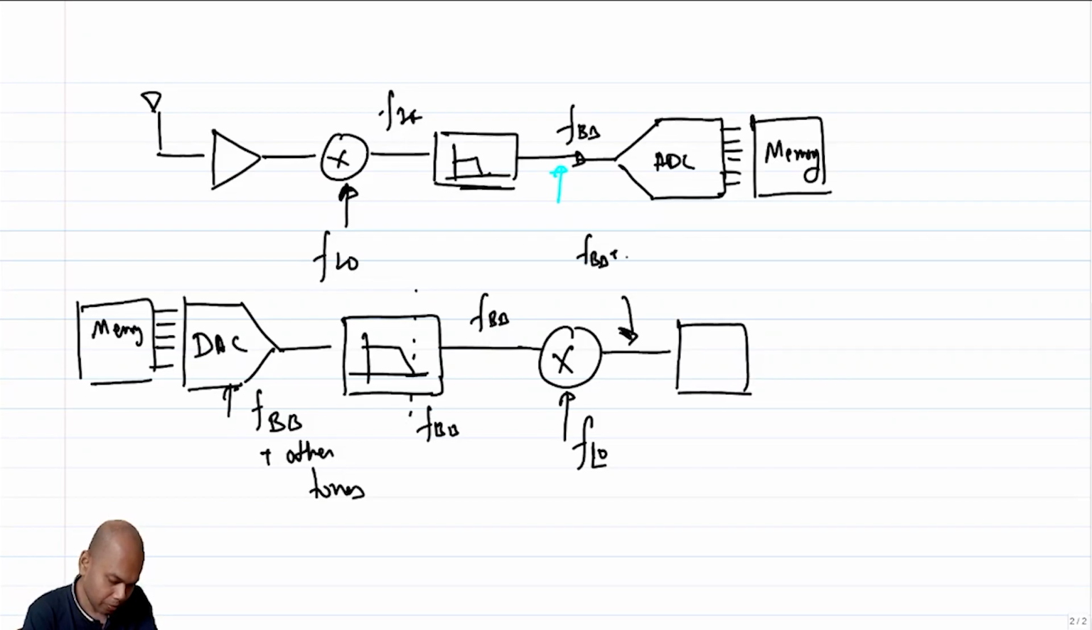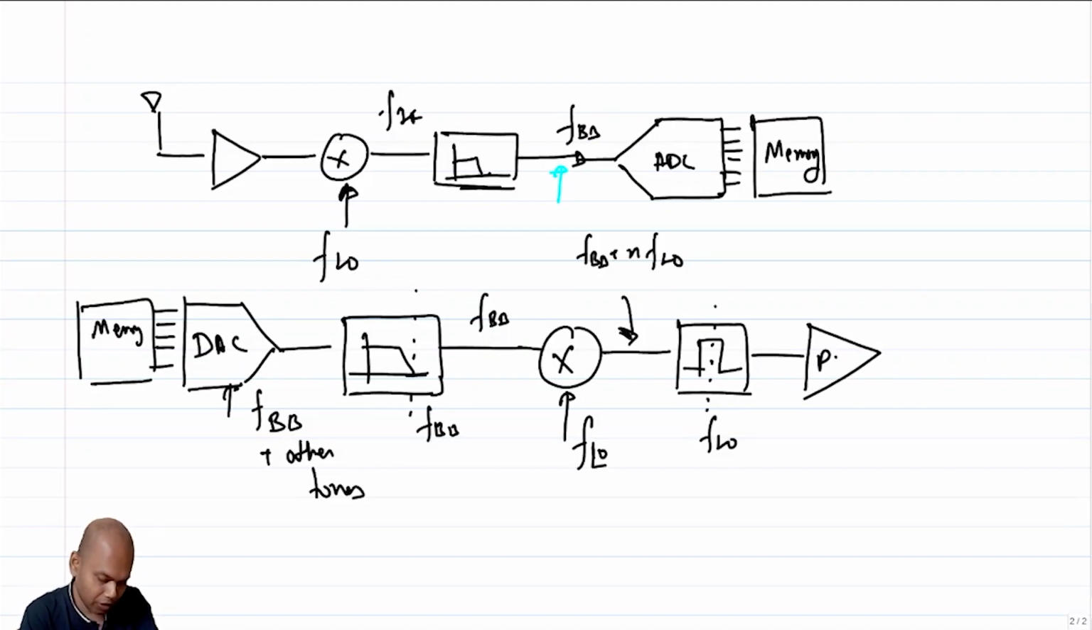You get FBB plus N FLO. So which one is of interest? Obviously, now we are transmitting, that is, we are translating this FBB into a higher frequency. So we would like to have a band pass filter around FLO, right? We have a band pass filter around FLO, and then you ultimately pass it through another amplifier. We call this a power amplifier, and then send it out through an antenna, right? So this is the typical transmitter chain, which is basically the inverse of a receiver, right?